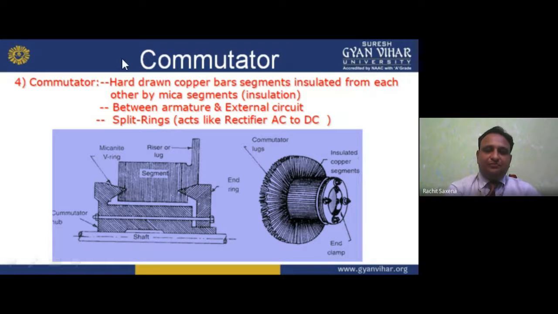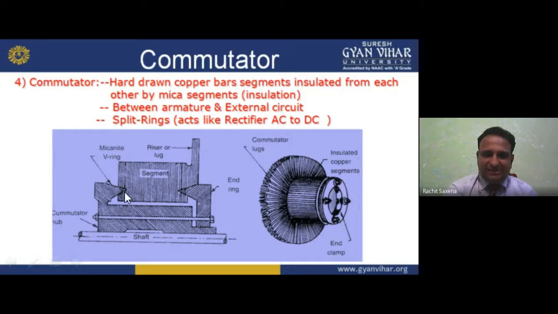Now see here. This is the commutator hub. This is the shaft where it is placed. These are the commutator segments, which means hard drawn copper bars. This is the V ring. A ring structure is there. This is the mica V ring, because the segments are insulated from each other by mica. It is written here, and the riser for lug. These are the commutator lugs. So it looks like this.